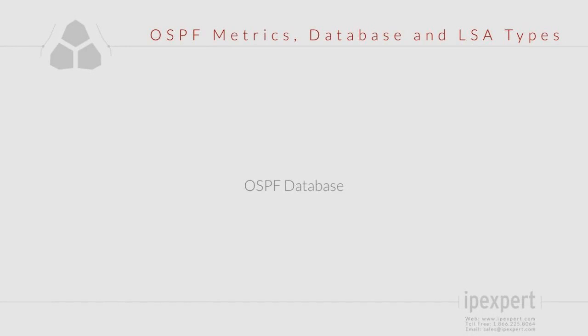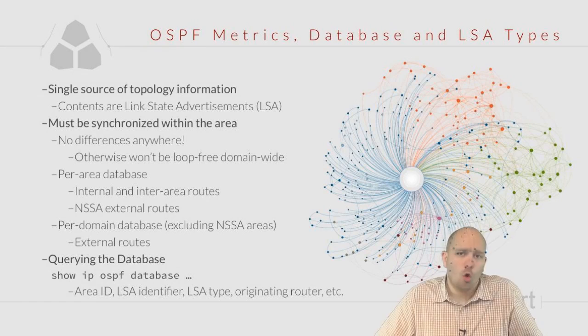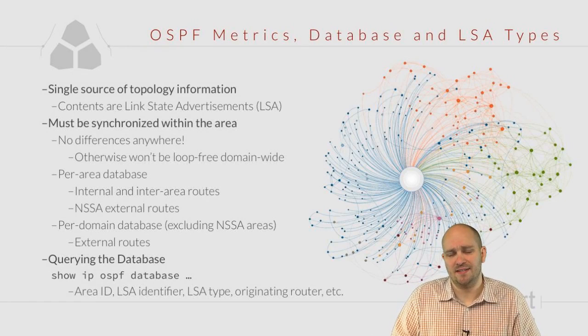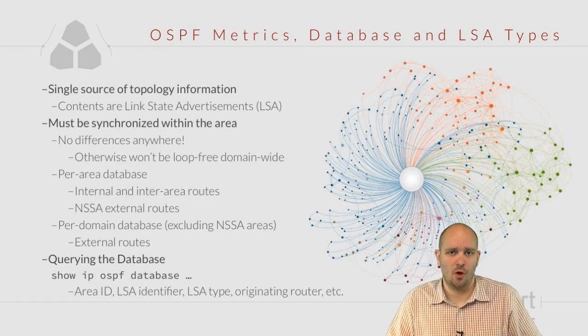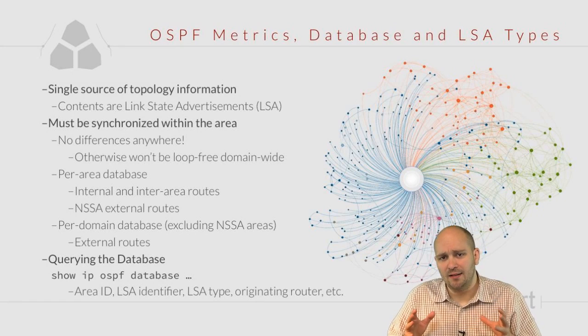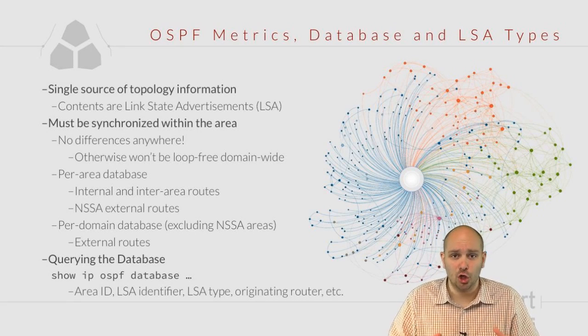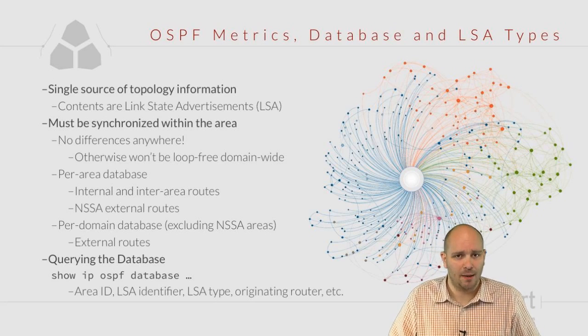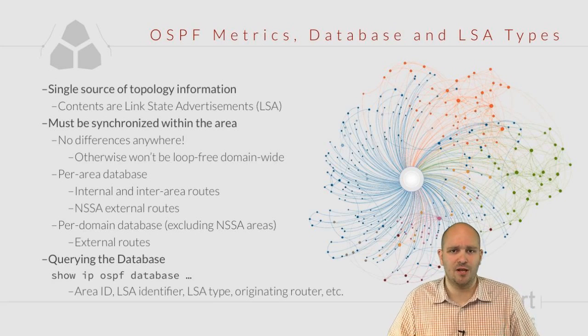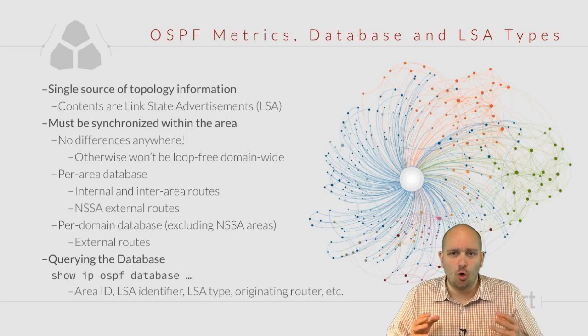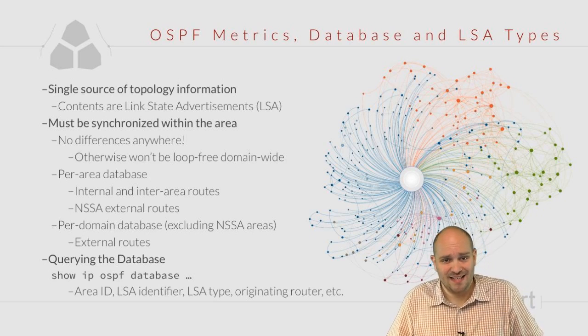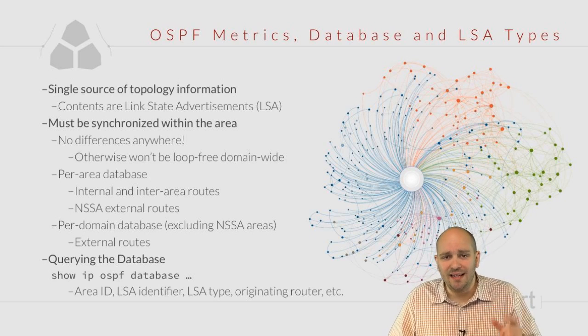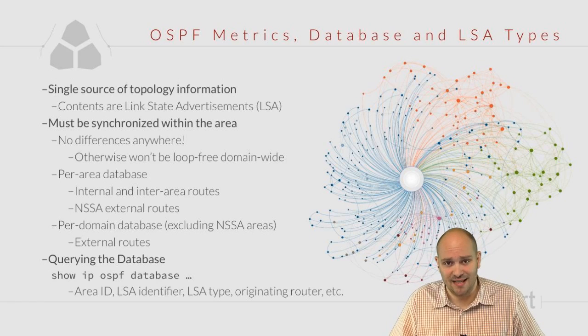Let's now talk about the OSPF database. The OSPF database in IOS is a single source of information where the data about the routes learned and exchanged, and injected in OSPF by the local router, are kept. This information about the routes and the links in our database is kept and organized using link state advertisements, or LSAs.